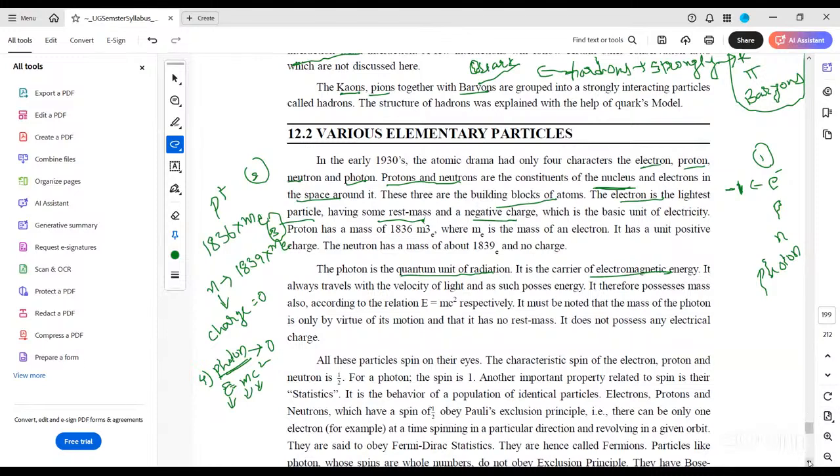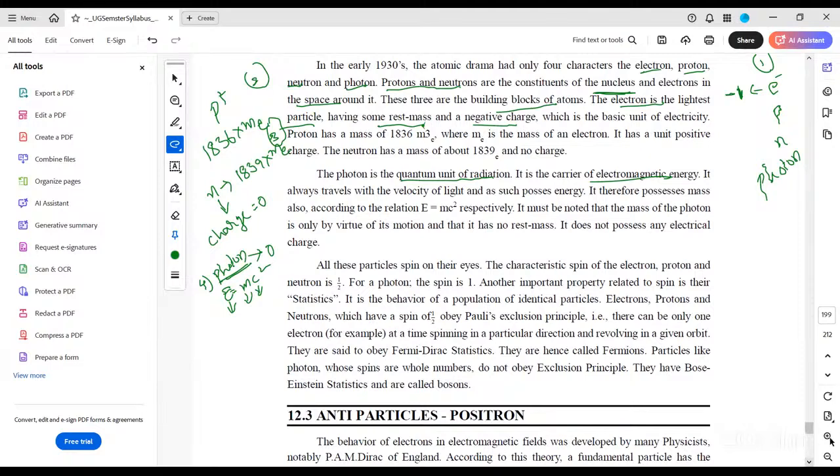Next we will discuss the spin of each one. For the photon, its charge is 0 and its spin is equal to 1. For electron, proton, neutron, what is the value of spin? Spin equal to 1/2. So these three, electron, proton, neutron, are obeying Pauli's exclusion principle.